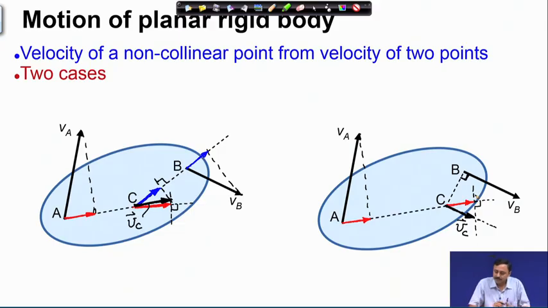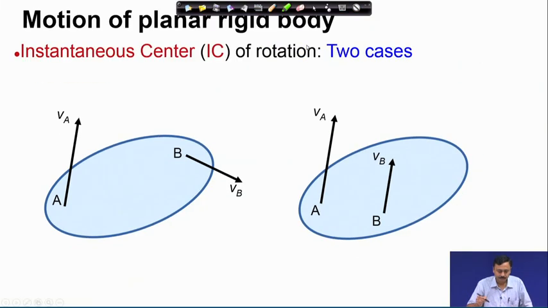Now, this construction brings us to this important or interesting question, what would happen if I had taken the point C which lies on the common perpendiculars of both VB and VA. So, that is the question we are going to address next. Okay. So, here I have two cases. Let me start with case 1.